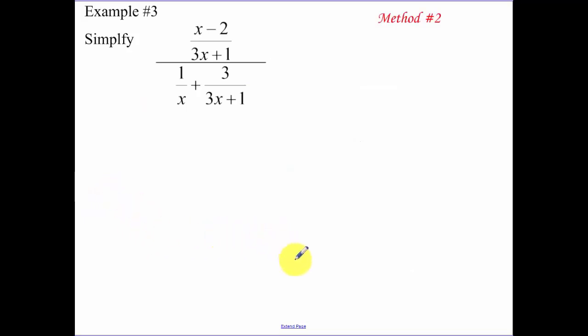Now method 2, multiplying the top and bottom by the least common denominator. So the least common denominator is x times 3x plus 1. So you need to multiply each one of these terms by x times 3x plus 1. X times 3x plus 1. So on the top, 3x plus 1's cancel. I'm just left with an x times an x minus 2.